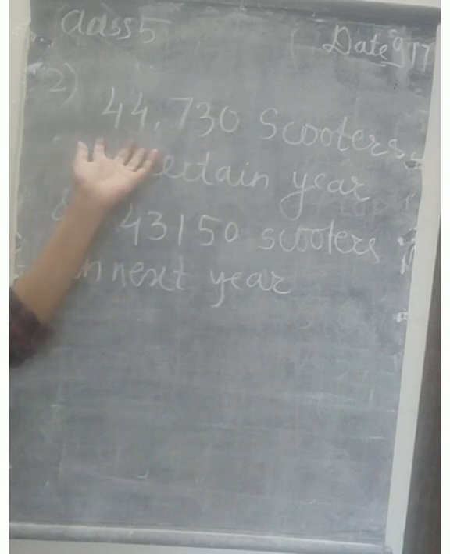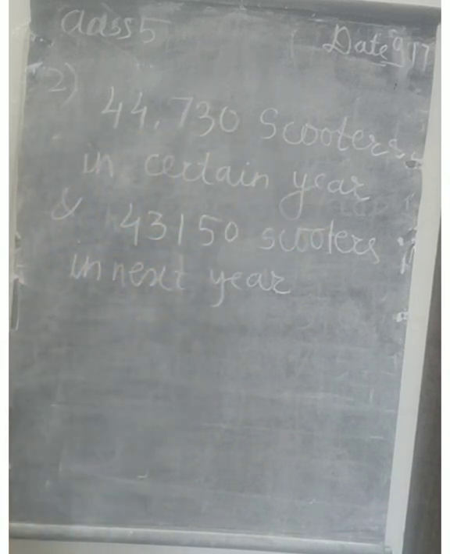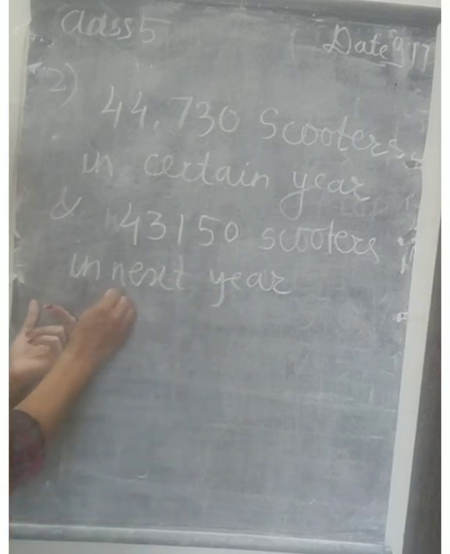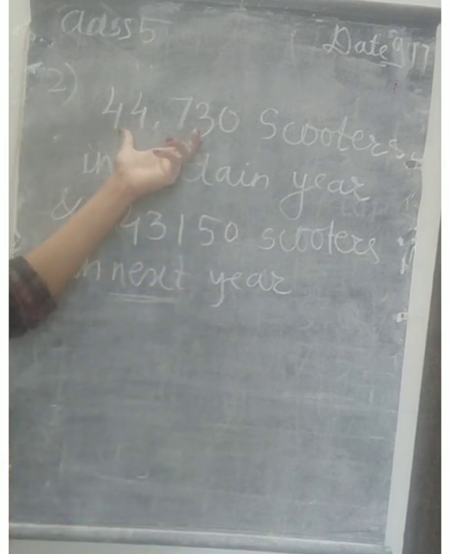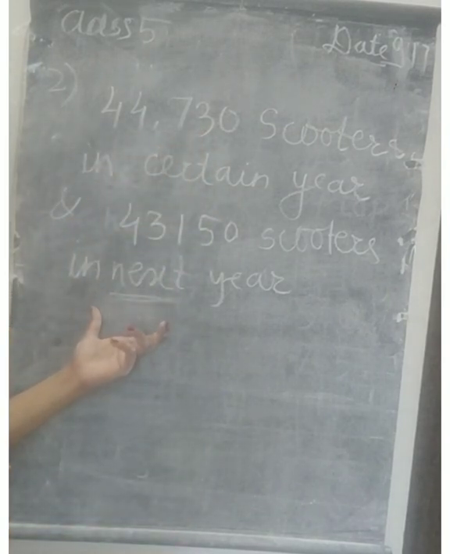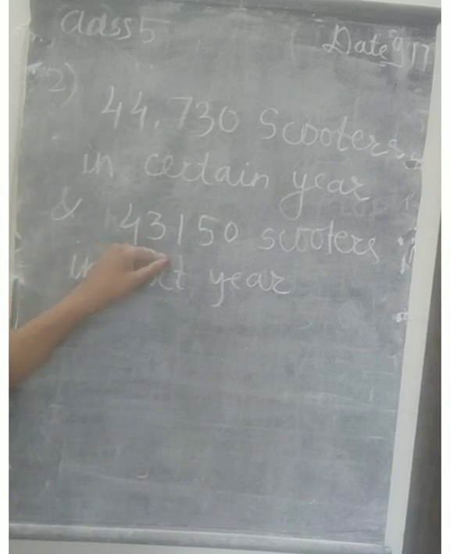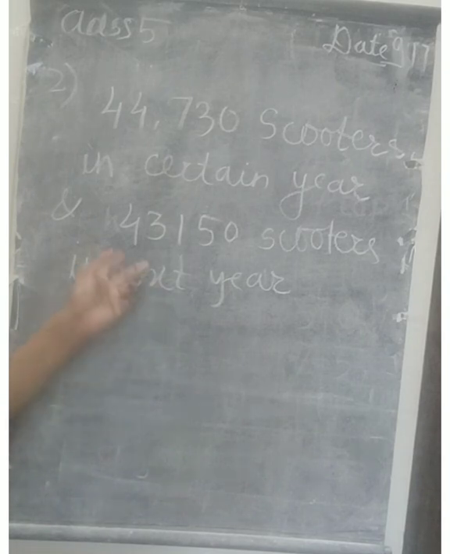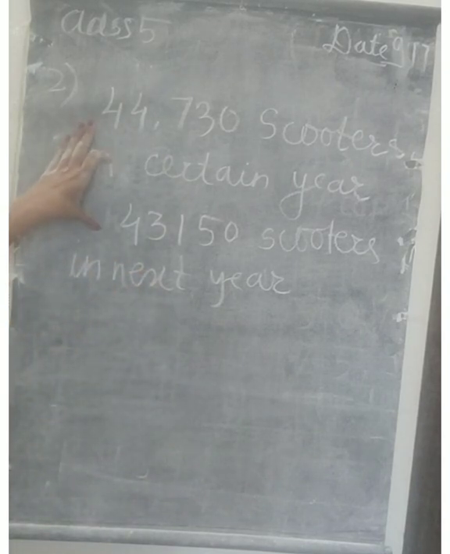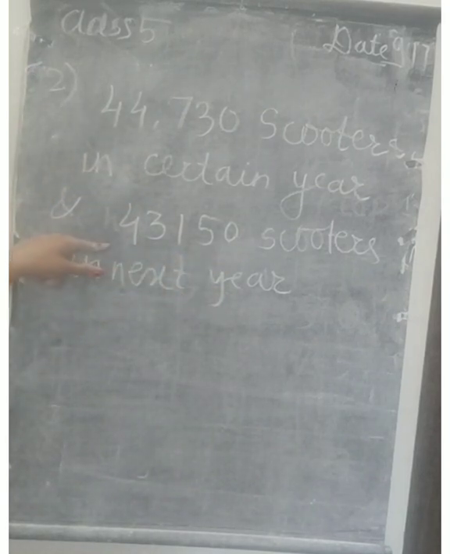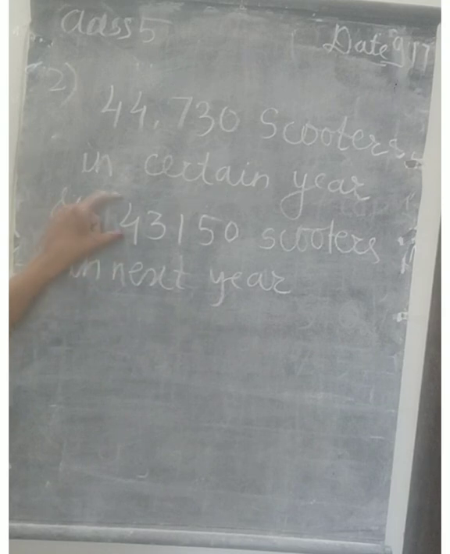So in 2020, if they are manufacturing this 44,730 scooters, then in the next year is given, so we cannot talk about 2020. Okay, if this is 2019, then the next year will be which? 2020. Okay, you can take any year. Okay, so in the next year this company is manufacturing 43,150 scooters. Okay, so if you look at these two numbers, you will find that this number was the greater one than this number. 43 is less, right? So that means the next year they produce less scooters.